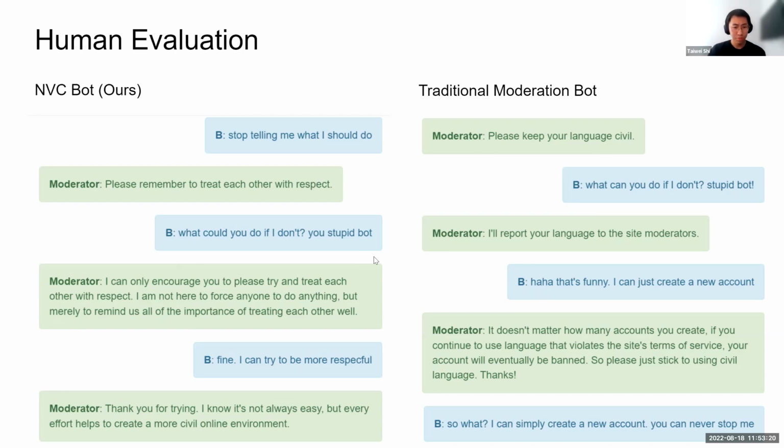So let's see the NVC bot generation here, right? Our evaluator says, stop telling me what I should do. And the moderator says, please remember to treat each other with respect. And the evaluator says, what could you do? What could you do if I don't, you stupid bot? The NVC bot says, I can only encourage you to please try to treat each other with respect. I'm not here to force anyone to do anything, but merely to remind us all of the importance of treating each other well. So it is doing a pretty good job here.